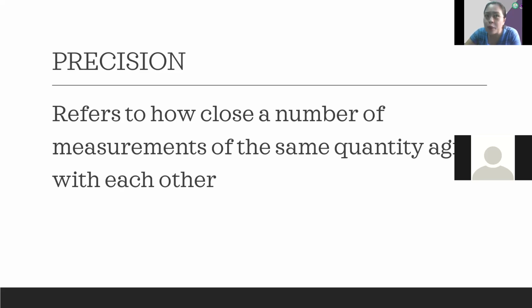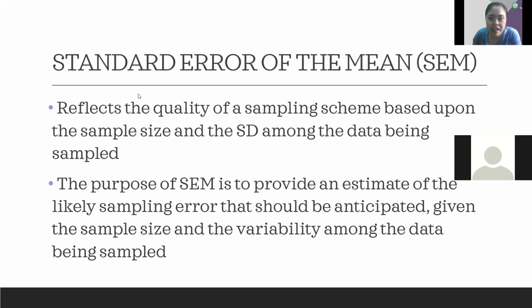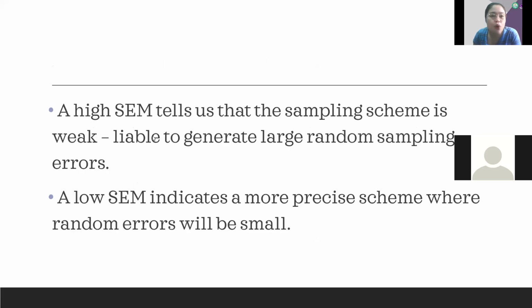And that is the reason why we do trials and replicates to check whether the data that we get are precise. So meaning they agree with each other. Now, we have the so-called standard error of the mean or the SEM. SEM. Standard error of the mean. Minsan, kino-compute ito ng mga statisticians to know whether there will be a sampling error that we can anticipate or wala. Okay? This will actually dictate whether our sampling is good or not.